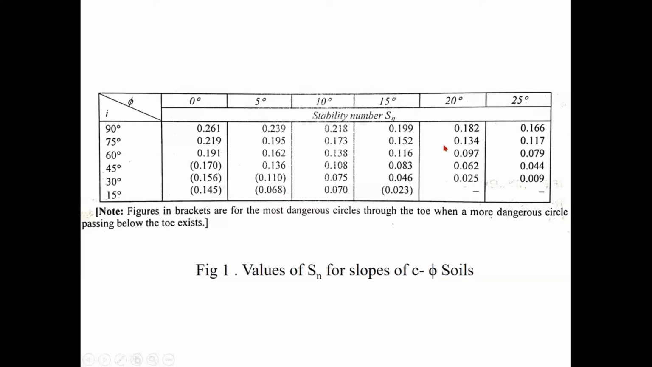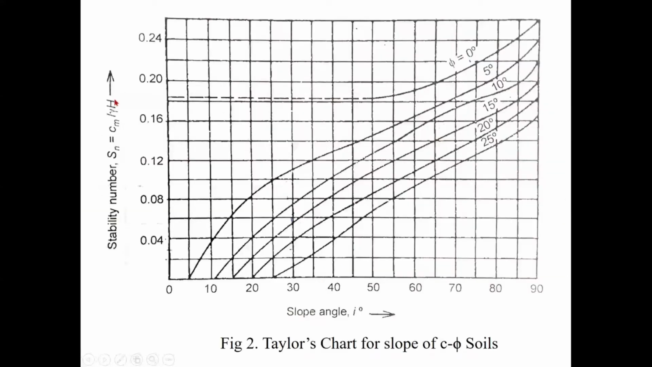So what is the stability number? It's a dimensionless parameter which is dependent upon the cohesion mobilized, the density of the soil, and the depth of excavation, right? Depth of the slope, h. Okay, instead of z here I have used h. Okay, then here you have the slope angle.